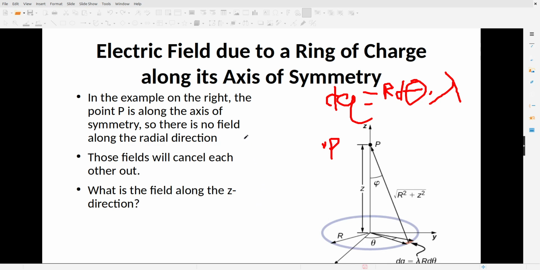Notice E is still the integral of k lambda r d theta over r squared. But what's r here? R is this. It is the square root of r squared plus z squared. Okay?